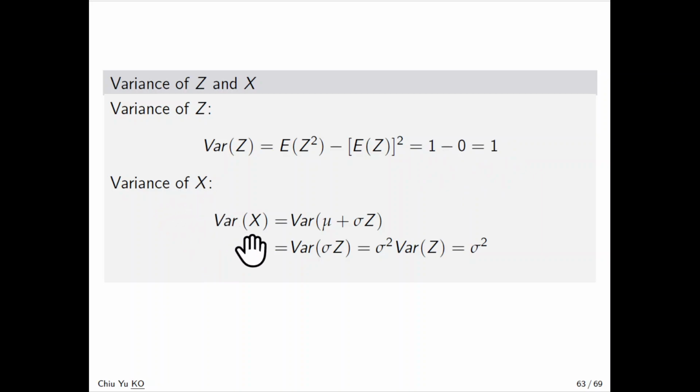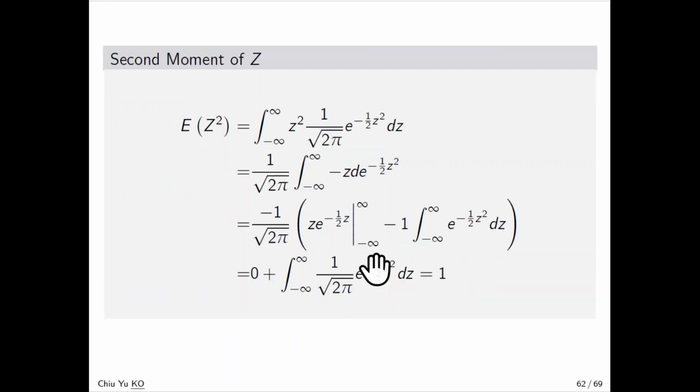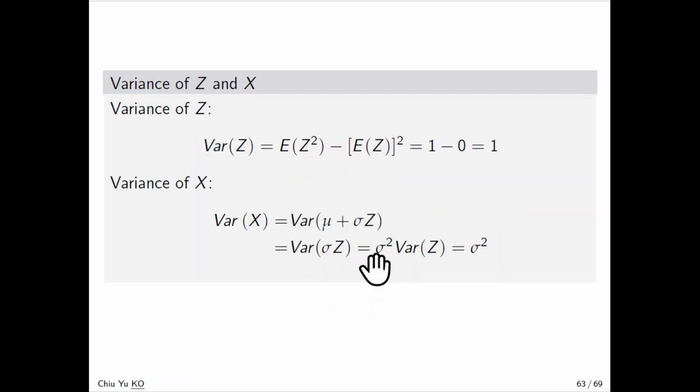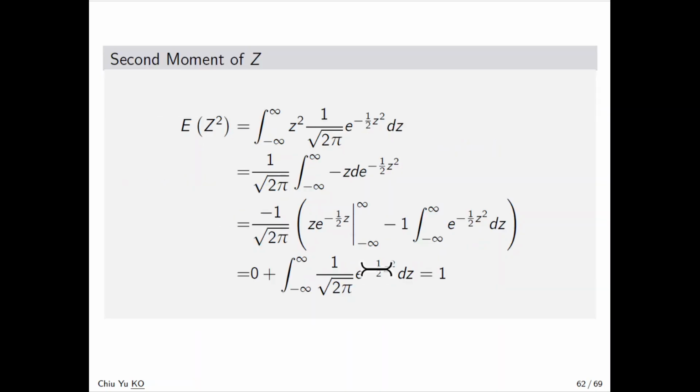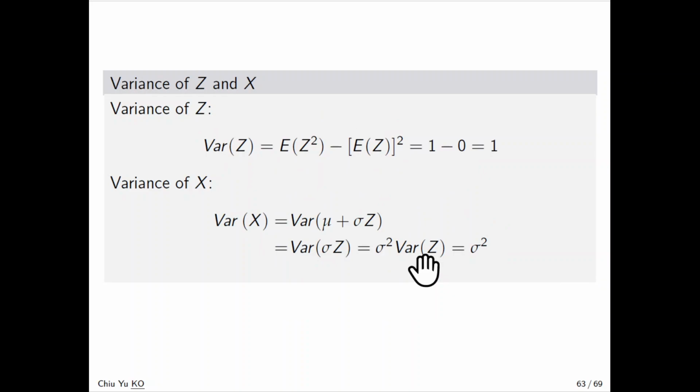And the variance of X is actually the variance of mu plus sigma Z, right? And the mu doesn't change, so it's sigma Z, so it's sigma squared times the variance of Z, that's why it's sigma squared. Okay, so that's how we reprove the standard normal. Okay, thank you.